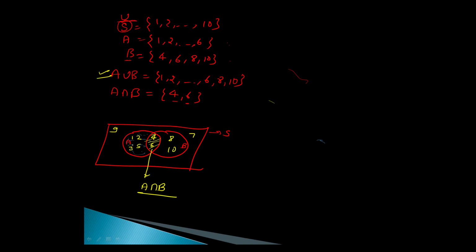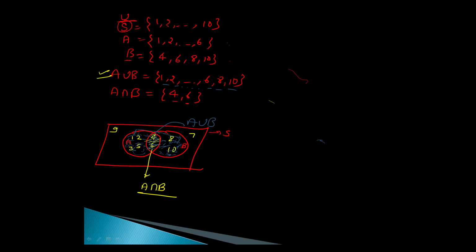of set A plus this area of set B, including this intersection part because it is also there in the union. You can see in the union we have these elements 1, 2, 3, 4, 5, 6, 8, 10. So all these elements should be there in the union set. So the area which I have shaded with the blue color is A union B.